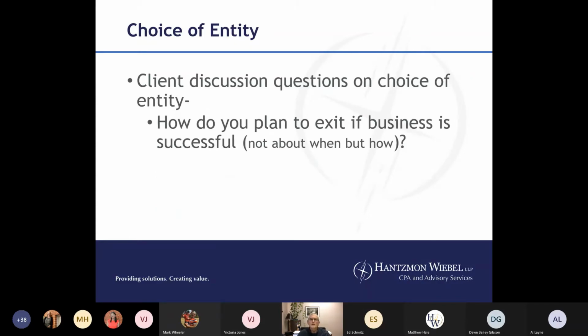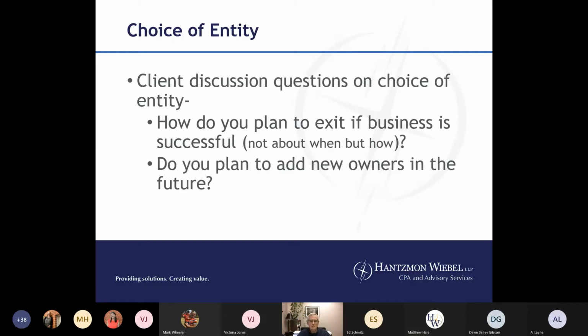Very, very important is, how do you plan to exit the business if the business is successful? It's not about the when, it's about the how. How do you expect to get out? Whether it's 5 years, 10 years, 15 years, the when is not as important as the how.